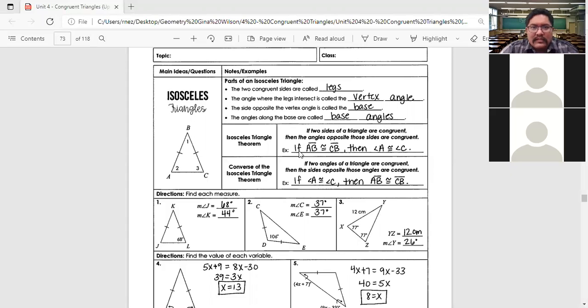All right, so parts of the isosceles triangle. Two congruent sides are called legs. So this and this would be considered the legs. Maybe think of a tripod, but only two of them.